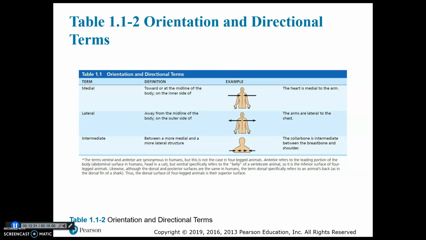So let's look at these for an example, okay? It says the arms are lateral to the chest. So the chest is more medial to the arms. And that's how you use these kinds of terms. We can also look at the fingers. The thumbs are lateral to the little finger or the pinky. The pinky is medial to the thumb. And then we have intermediate, and we don't hardly ever use that, but between a more medial and more lateral structure. Intermediate is, I can give you an example.